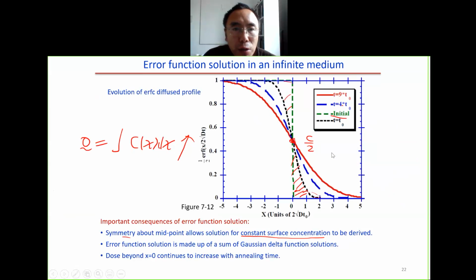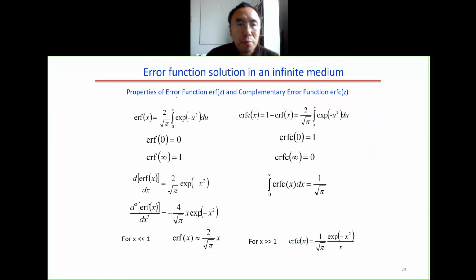So now we look at some properties of the error function. By definition, this is the error function of x. So x appears here. When x goes from 0 to infinity, we have done this before, it equals 1. The first derivative becomes like this, the second derivative becomes like this. When x is much smaller than 1, the exponential approaches 1. So we have the integral from 0 to x of 1 times du. Then this is very easy, you get this formula here. So the complementary error function equals 1 minus the error function, so equal to 1 minus 2x over root pi. When x equals 0 it equals 1, at infinity it equals 0.